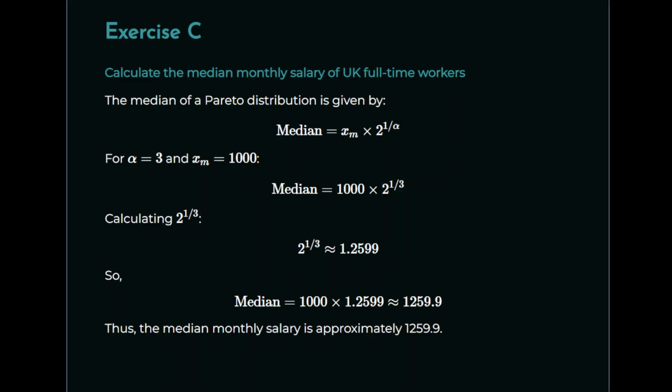When alpha equals 3 and xm is equal to 1000, we put in the numbers: 1000 times 2 to the power of 1/3. 2 to the power of 1/3 is 1.2599, so the median works out to be 1000 times 1.2599, which is 1259.9. That is our median monthly salary: 1259.9 British pounds. Okay, we'll leave it there.